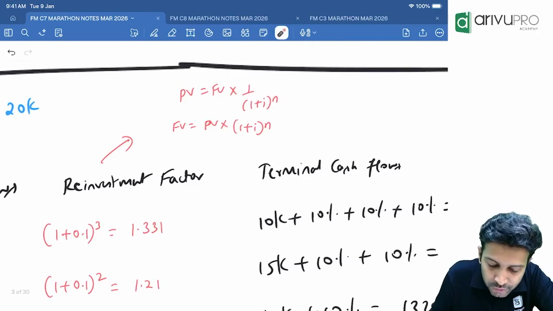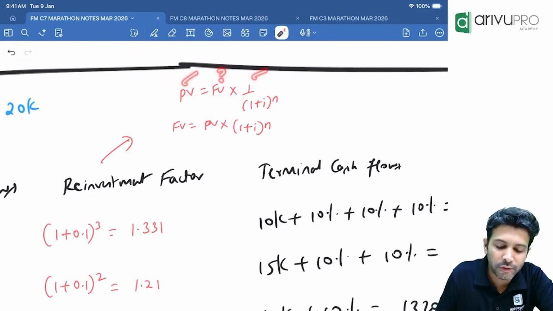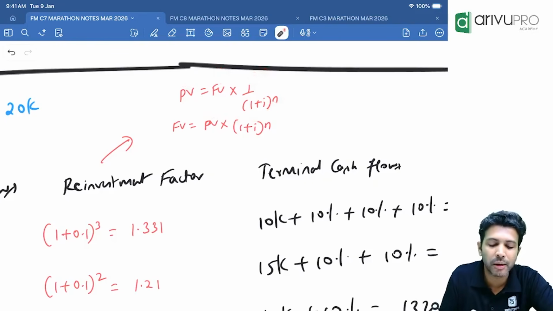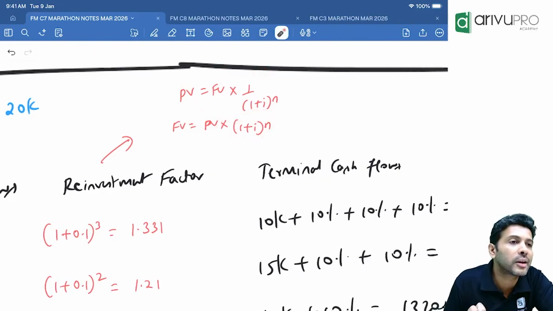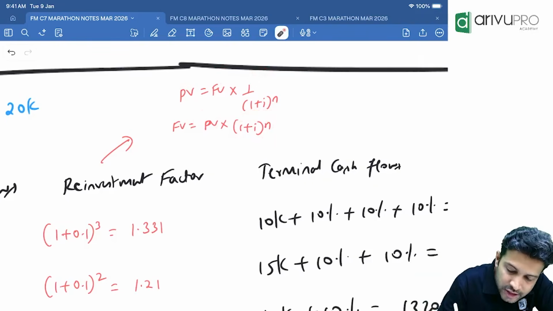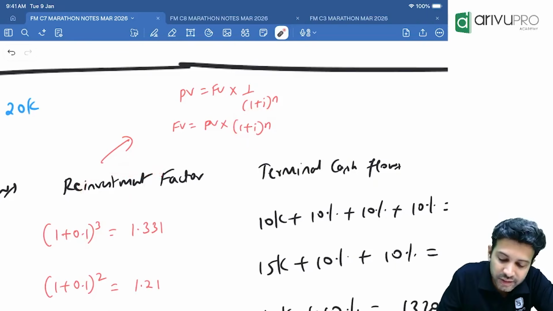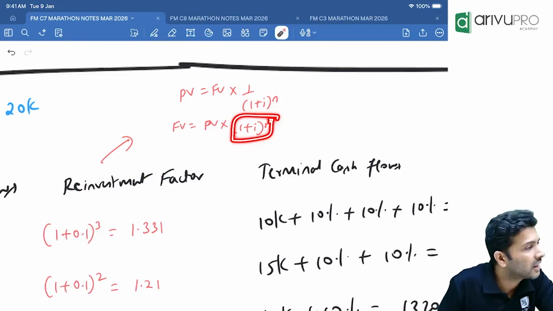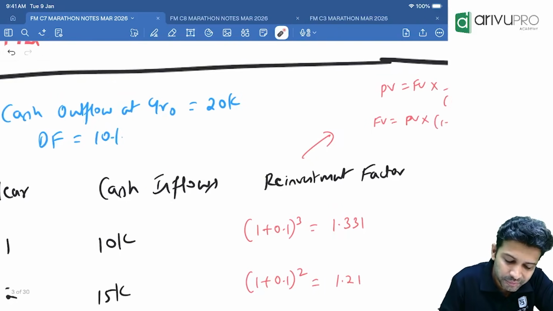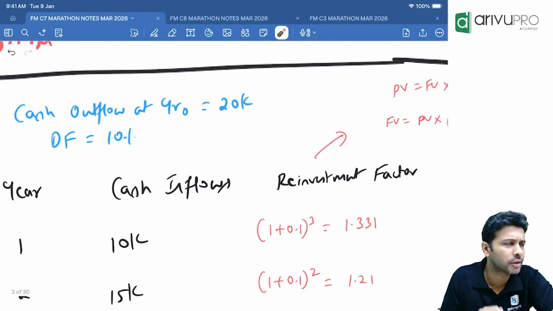Now, if you know this, can't you find out future value? How do we find future value? Send this to the other side. So it becomes present value into (1 plus i) whole power n. ICA calls this the reinvestment factor. What is i here? 10%. Now calculate that also if you want.